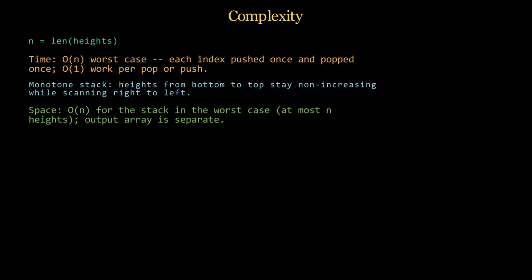Let n be the length of heights. Time is order n in the worst case: each person is pushed once and popped at most once, and each stack step is constant time. The stack is monotone; heights from bottom to top never increase while we scan from right to left. Space is order n for that stack when many tall people remain. The answer array is part of the output, not extra auxiliary space.